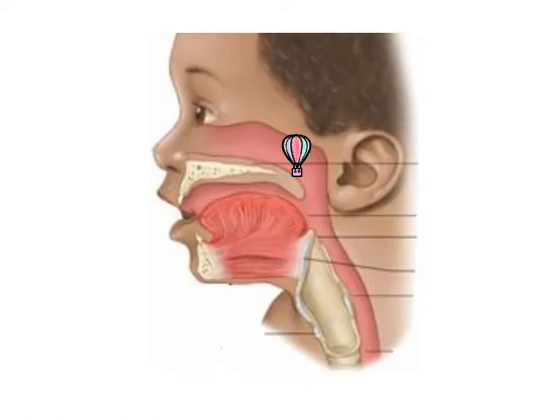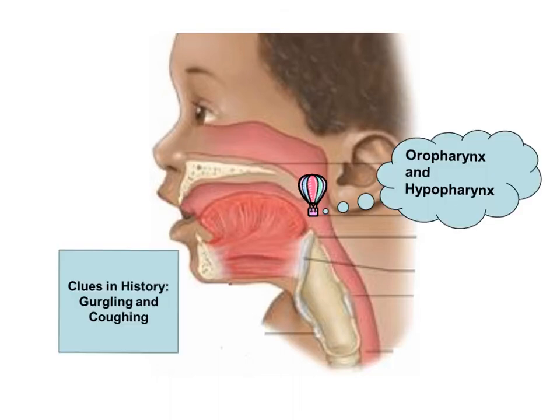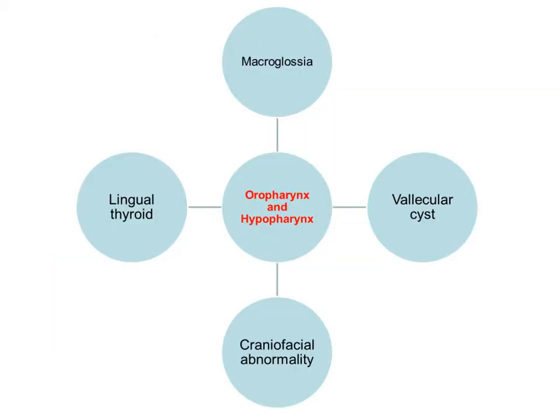Next, we'll stop at the oropharynx and the hypopharynx. Here, the clues in the history could be gurgling and coughing. Differentials here include macroglossia, lingual thyroid, follicular cyst, and craniofacial abnormality.